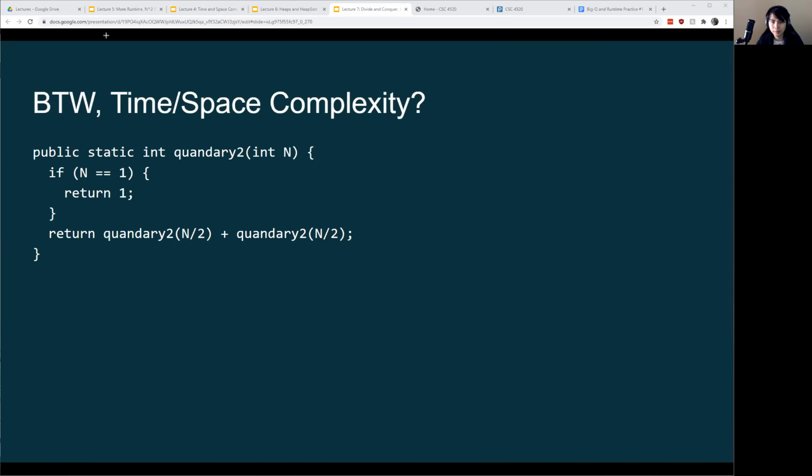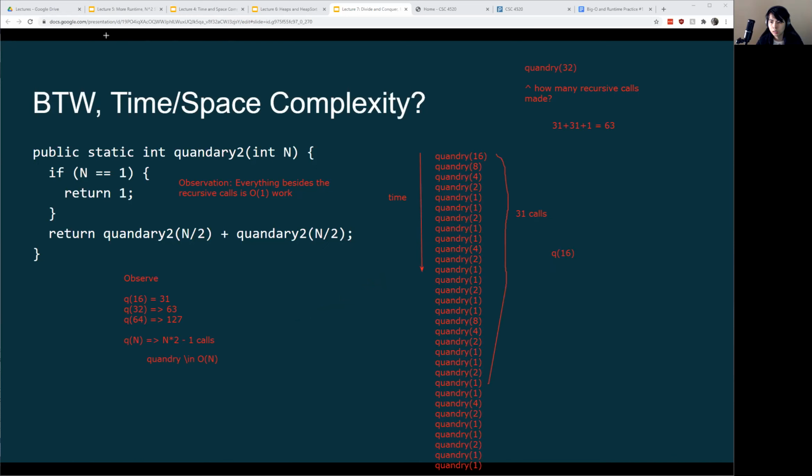So it's O of n, because we had this observation. We made this observation that as we increase the size of the input, when we did quandary of 16, we got 32 steps. We got 63 steps at 32.